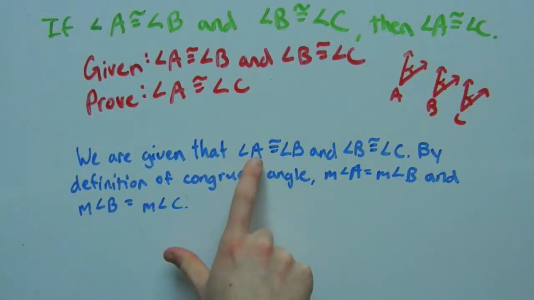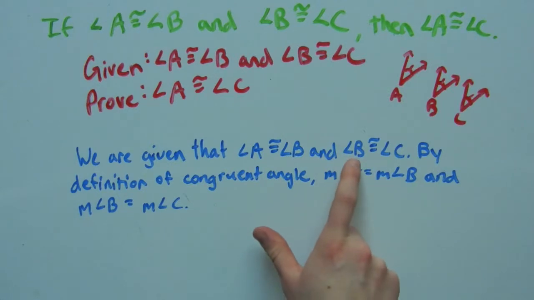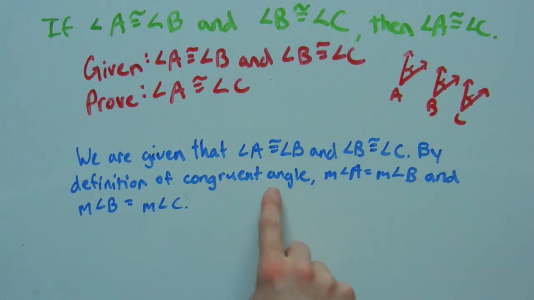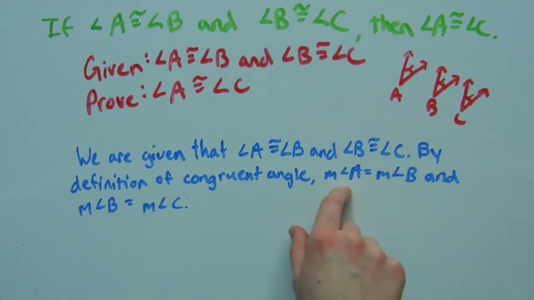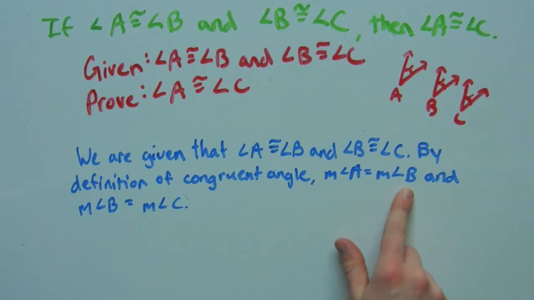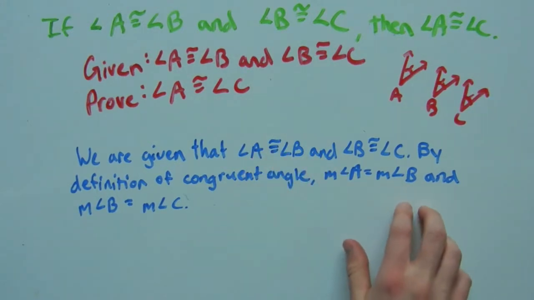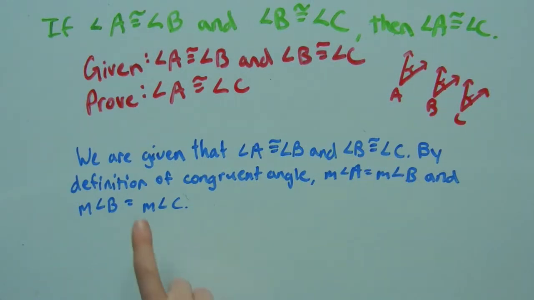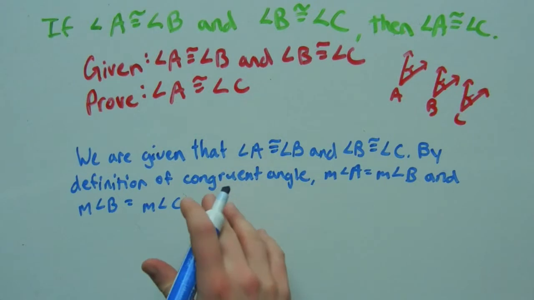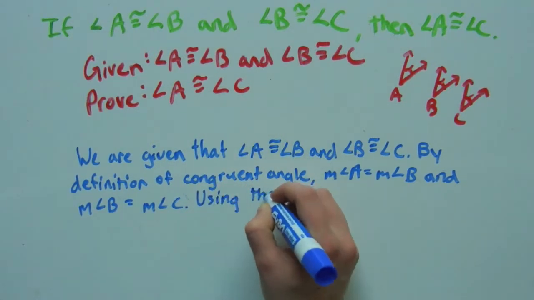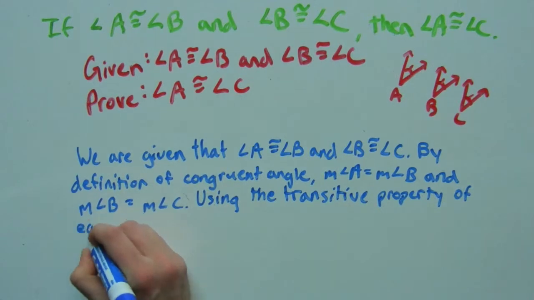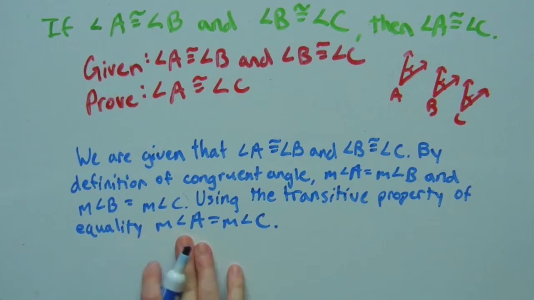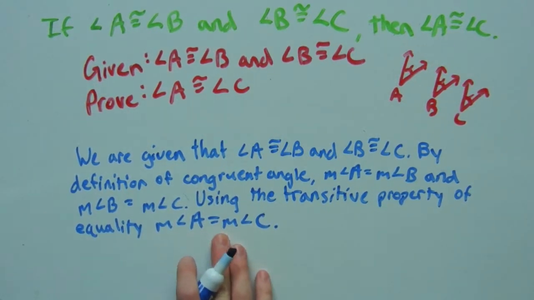We are given that angle A is congruent to angle B, and angle B is congruent to angle C. That's our given. By the definition of congruent angles, we can say that the measure of angle A is equal to the measure of angle B, because those angles are congruent, and the measure of angle B is equal to the measure of angle C, because those angles are congruent, and that's what the definition of congruent angles explains. Using the transitive property of equality, the measure of angle A equals the measure of angle C.